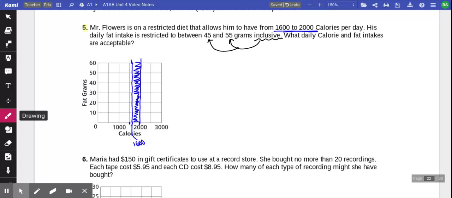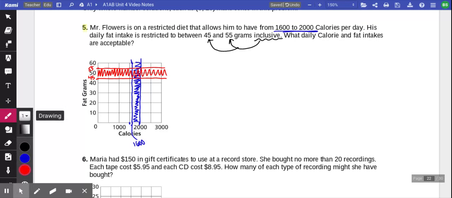Then additionally, he can have between 45 and 55 grams of fat, right? So 45 would be here, and 55, we can label that as well, especially since they're important specific numbers that we need. And this is what they would look like on the graph. We're saying anywhere between here and the fat grams intake would work. So knowing the two restrictions, we could then say, where's their overlap? That means anything within here itself would be what he could have to eat, or what is acceptable.